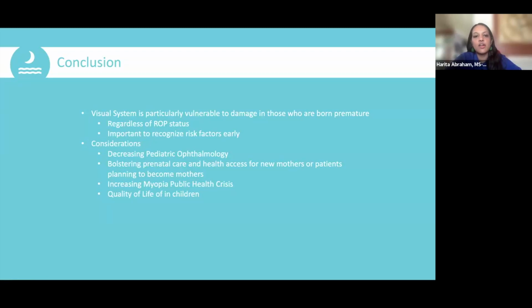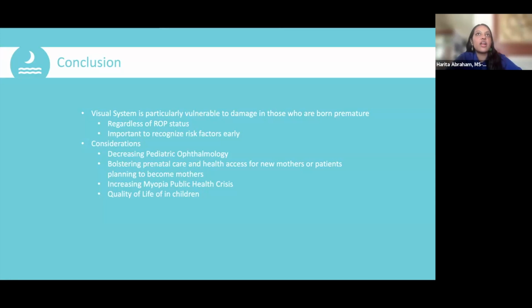But thinking about these other things, because retinopathy of prematurity is not the only thing that can dictate poor vision outcomes. Simply being premature can have some effects. And then I just had some considerations after reading this literature review and the future of eye health and vision health in children.